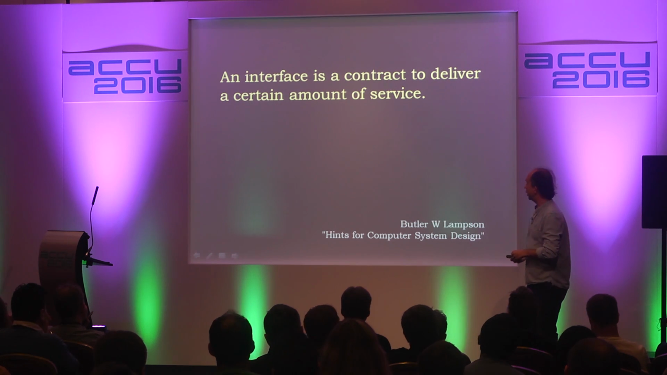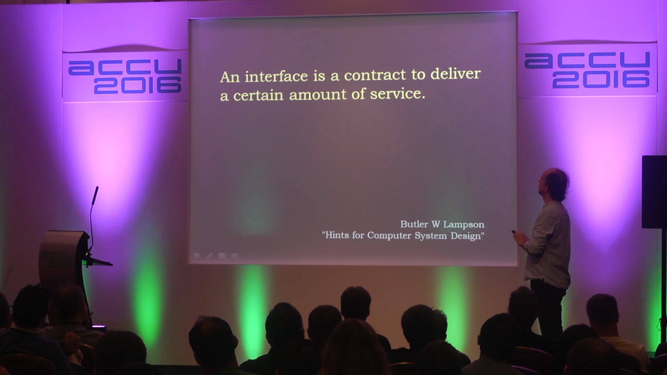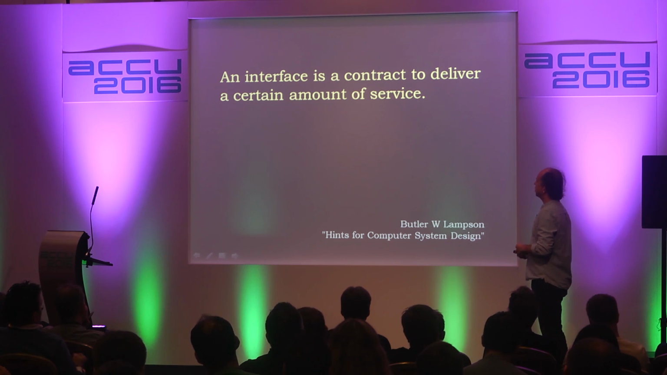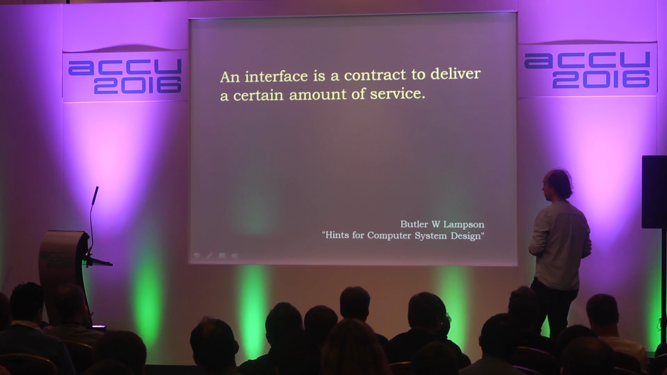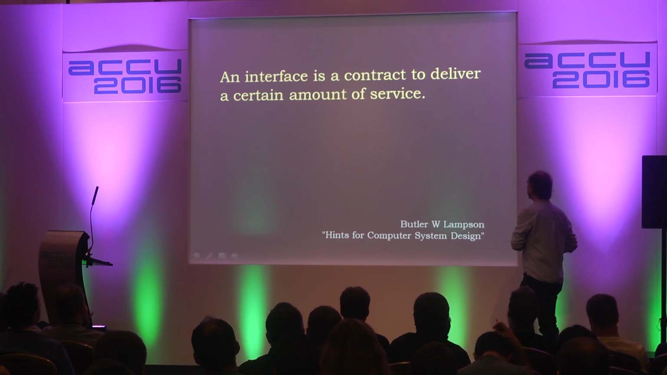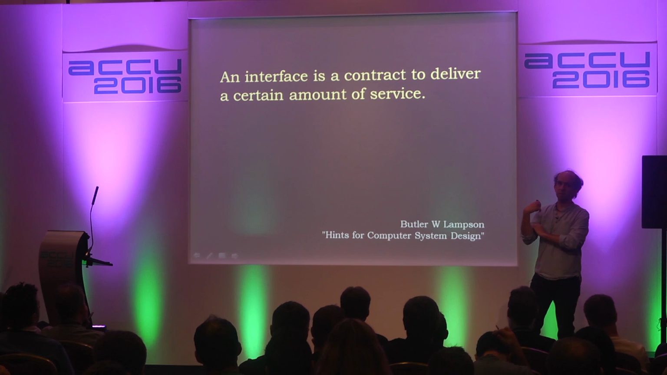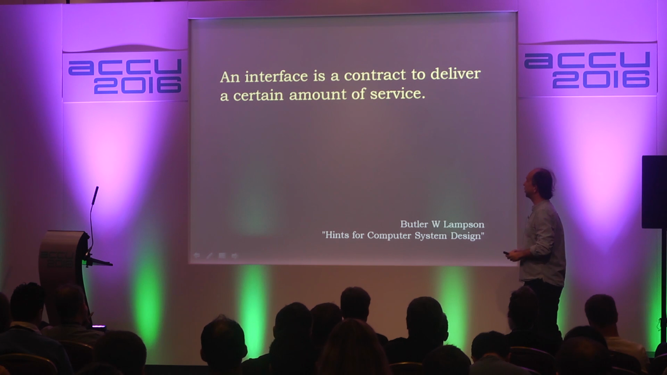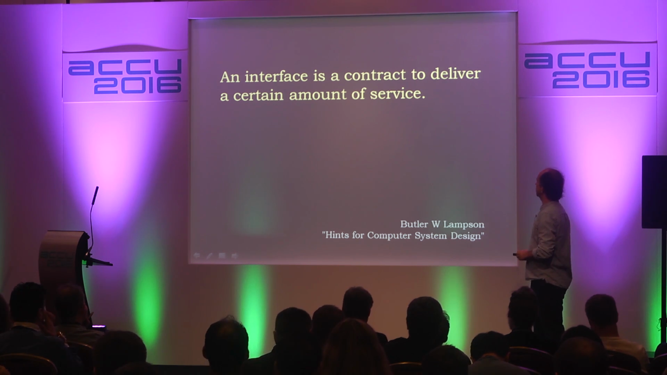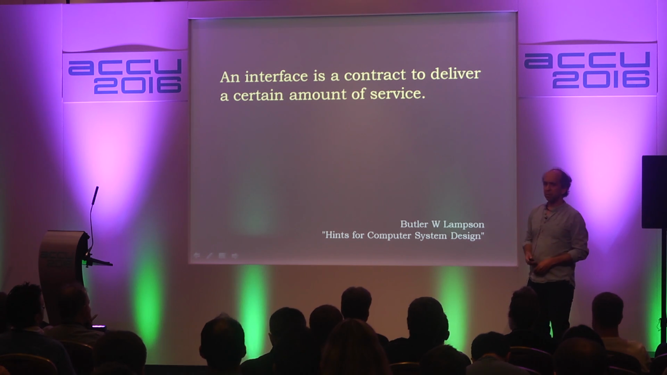So this idea, an interface is a contract to deliver a certain amount of service. The idea of an interface as a contract goes back quite a long way. The earliest reference that I've been able to find concretely for this wording is Butler Lampson, his Hints for Computer System Design. So that's the early 1980s. That paper is really worth a read every now and then. It's surprisingly fresh. An interface is a contract to deliver a certain amount of service. Then Butler Lampson blows it by showing a remarkable amount of optimism.